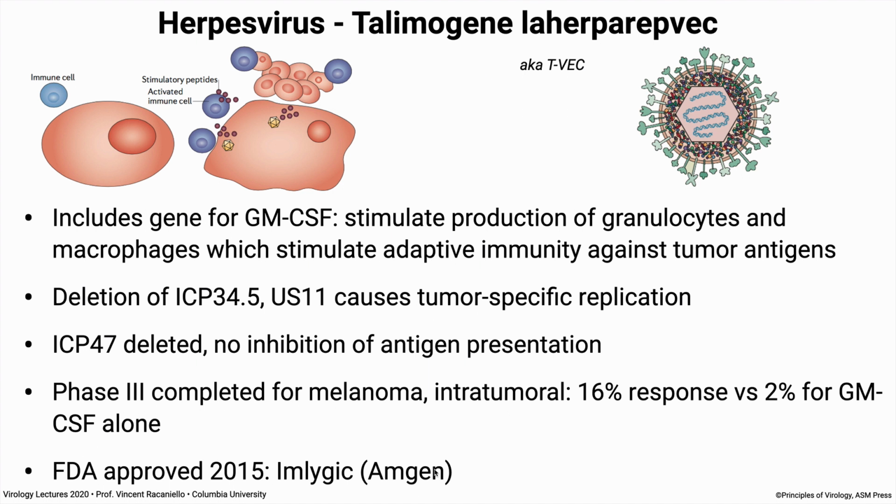There is actually a licensed FDA-approved herpes virus, Imlygic, where the herpes virus is modified in a variety of ways. It has a gene for GM-CSF, which stimulates the production of granulocytes and macrophages. It attracts them. So here's the tumor cell infected with herpes, making GM-CSF. It's attracting immune cells to help kill the tumor. It has viral deletions that cause tumor-specific replication. Then ICP47 is deleted, so there's no inhibition of antigen presentation. So these cells could be killed by CTLs. And after a phase 3, this was licensed in 2015.